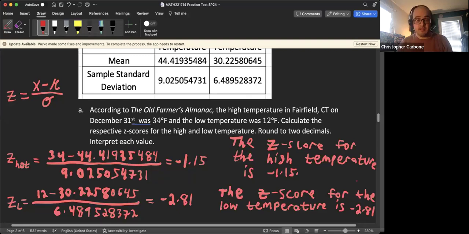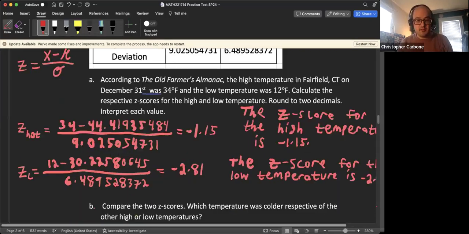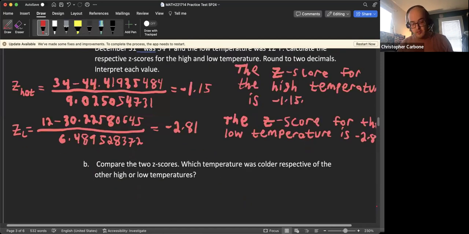And the second part to this question asks which z-score is colder. So which z-score is lower. In this case, it will be the low temperature.